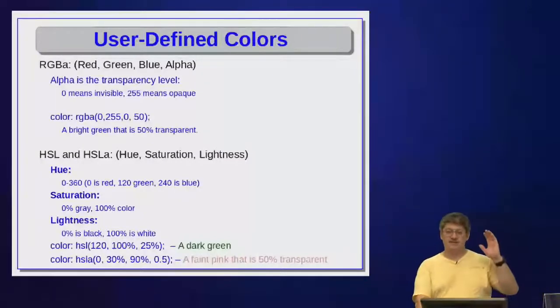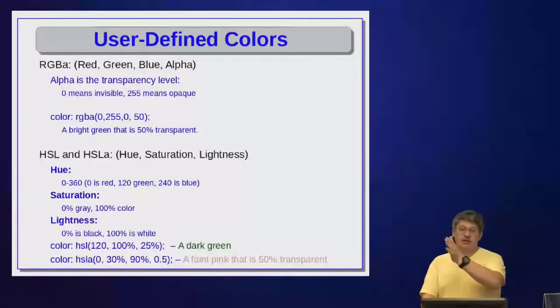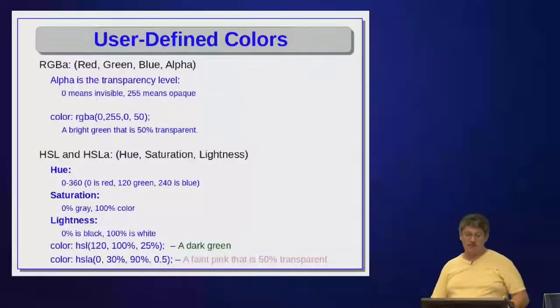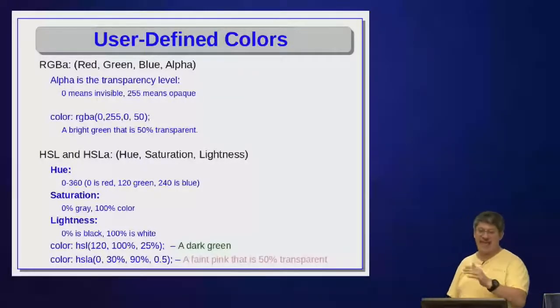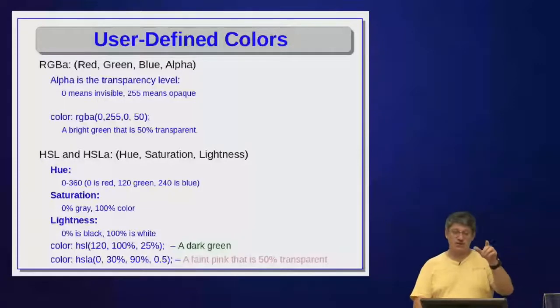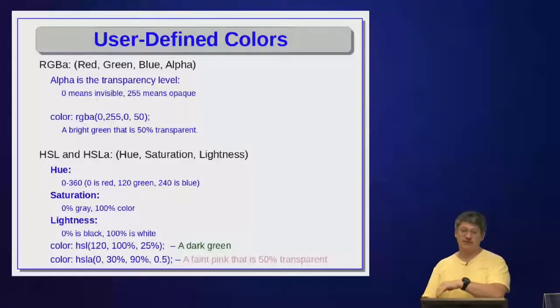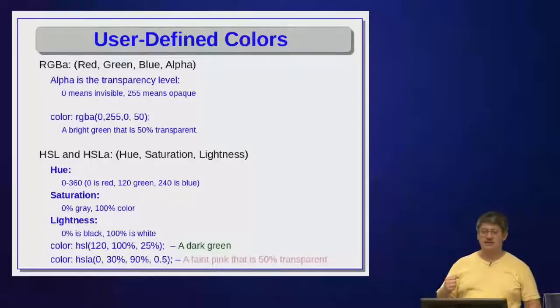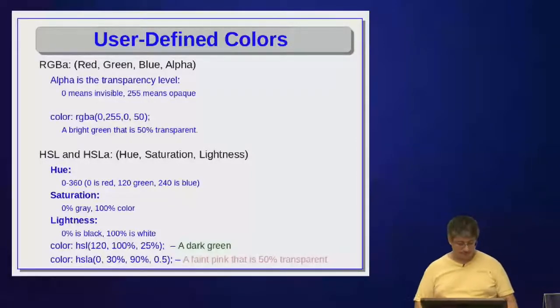So it's red, green, blue, alpha. Red, green, and blue are still numbers from 0 to 255. The alpha is expressed as a percent from 0 to 100. So for example, if I said color: RGBA, and in parentheses I said 0, 255, 0, 50, that means no red, full green, no blue, and 50% transparent. So that would be a bright green that's 50% transparent.